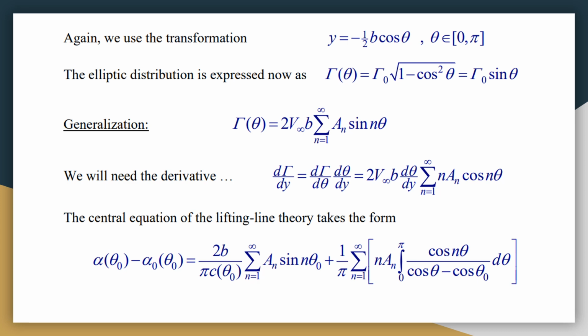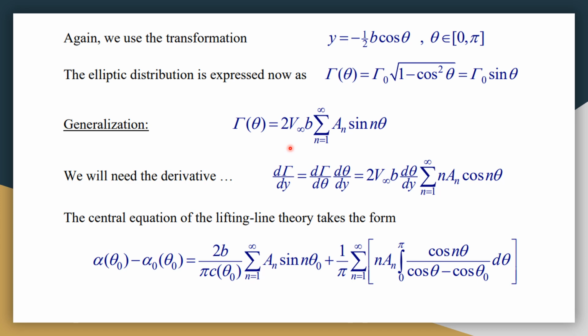Again, we use the transformation y equal to minus b by 2 cos theta, with theta in between 0 to pi, and the elliptical distribution is now expressed as tau theta equal to tau naught under root 1 minus cos square theta, equal to tau naught sin theta. Generalized, it shows tau theta equal to 2 v infinity b, the summation of n equal to 1 till infinity a n sin n theta.